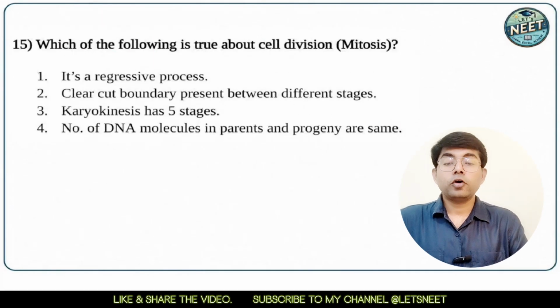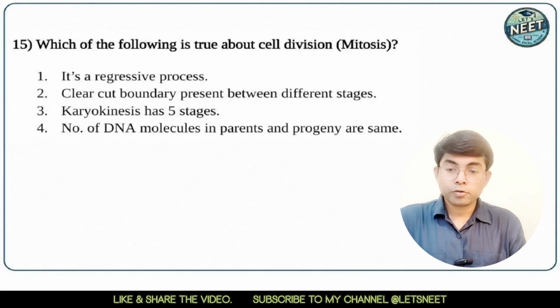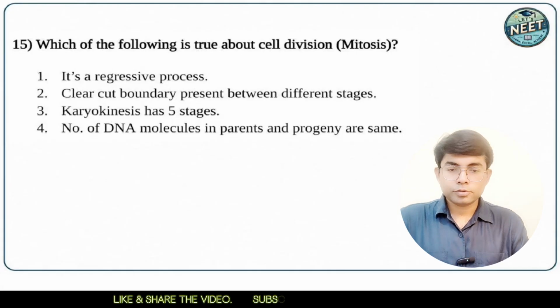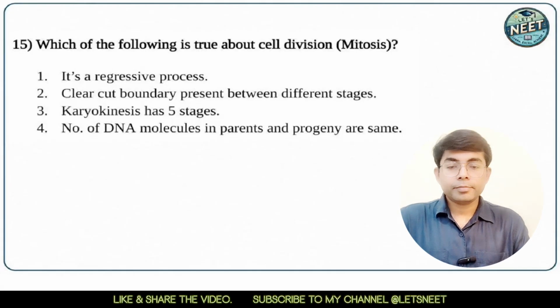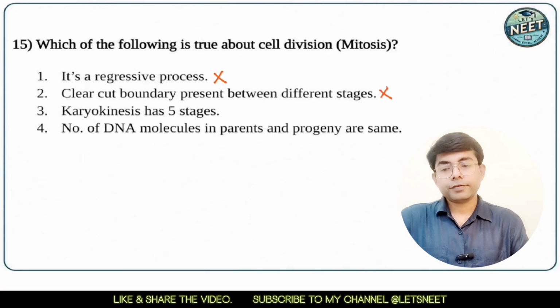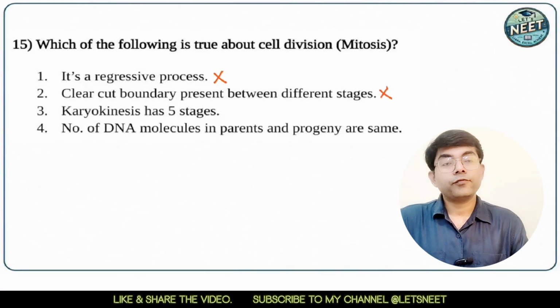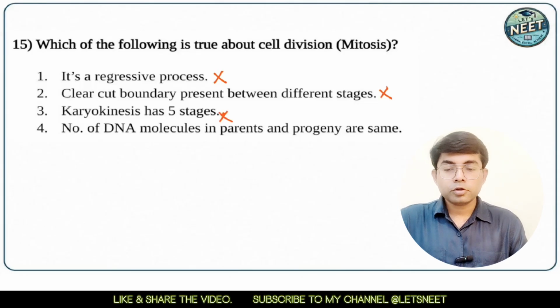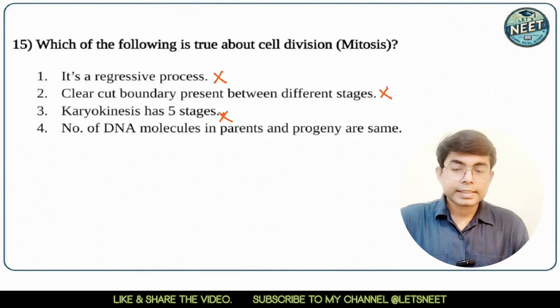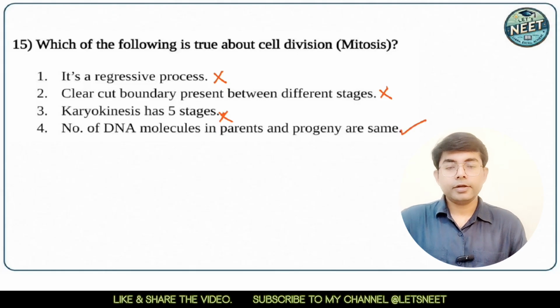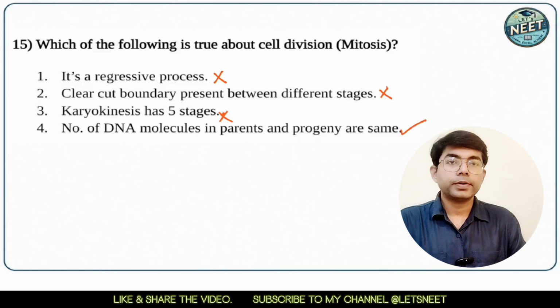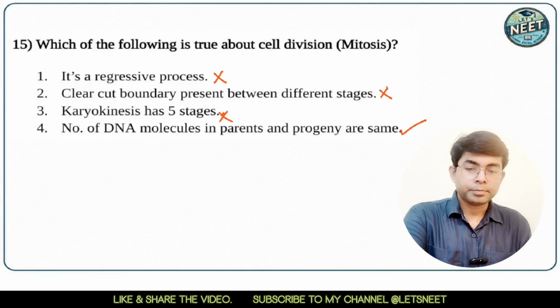Let's move ahead. Which of the following is true about cell division with respect to mitosis? It is a regressive process. No, it is a progressive process. Clear-cut boundary present between different stages. No, there is no clear-cut boundary between different stages. Karyokinesis has 5 stages? No, karyokinesis has 4 stages. Wrong. The number of DNA molecules in parents and progeny are the same. This is correct, right? During mitosis, the number of DNA molecules in parent and progeny is the same.